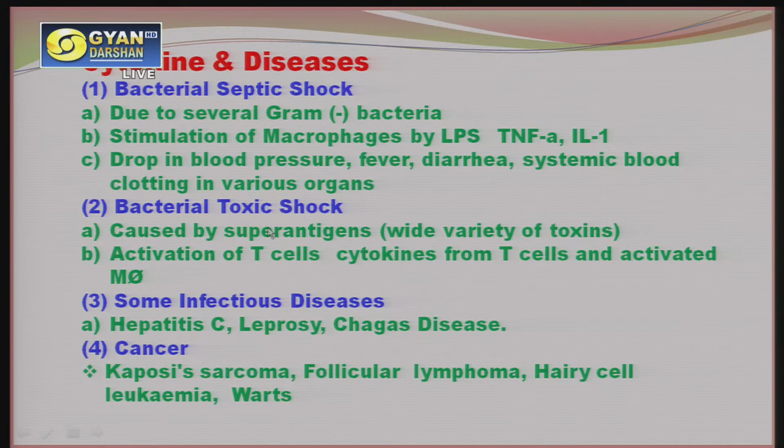Bacterial toxic shock is caused by the different toxins. Some infectious diseases like hepatitis, leprosy, Chagas disease and COVID-19 are also involved, and in this case cytokines can cause the disease. In cancer, there are various cancers like hairy cell leukemia, wart, and Kaposi sarcoma viruses. It is caused by the cytokines.